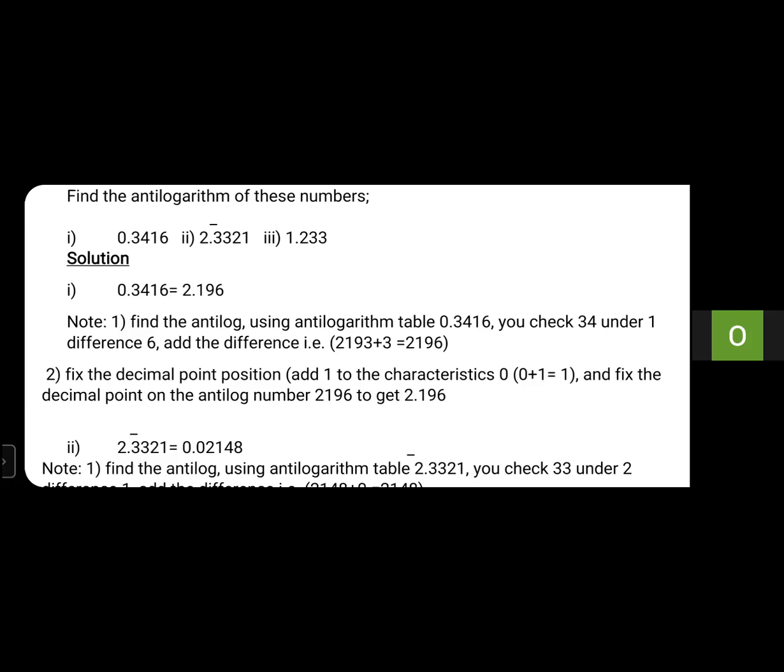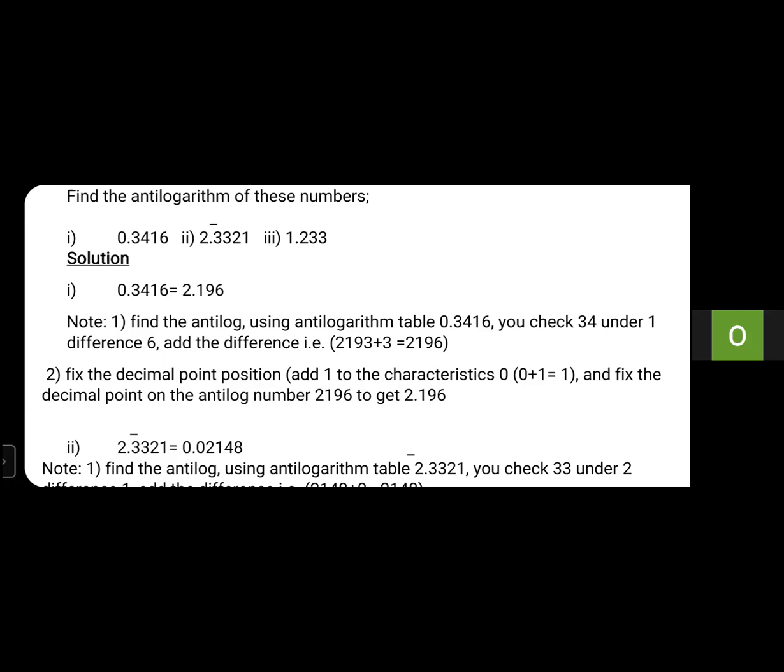This is where our characteristic, that is the number before the decimal point, comes into play. Note that in finding the antilogarithm, to know where to position your decimal point in the antilogarithm, you add 1 to the characteristic of the number you are asked to find the logarithm of. Now, the number we're asked to find the logarithm of here is 0.3416. The characteristic of this number is what?